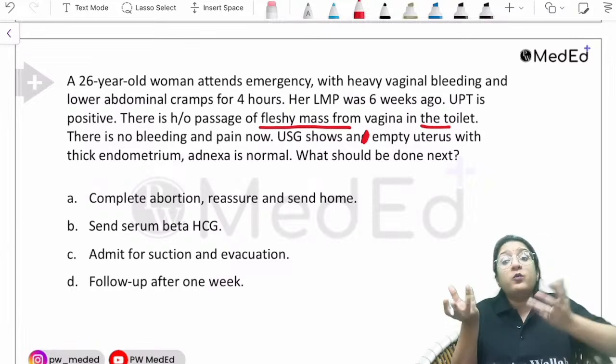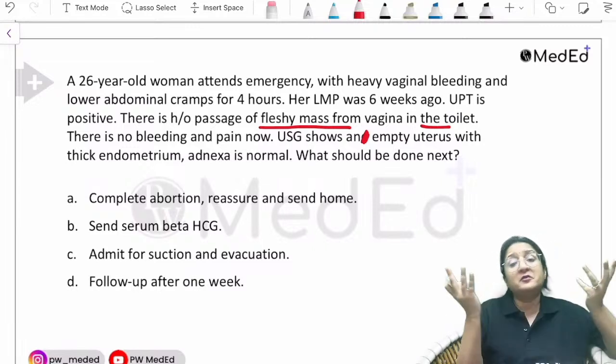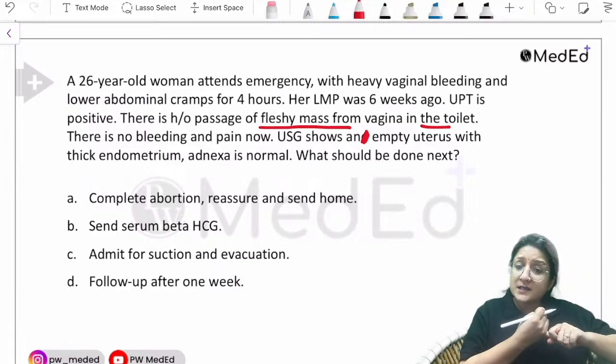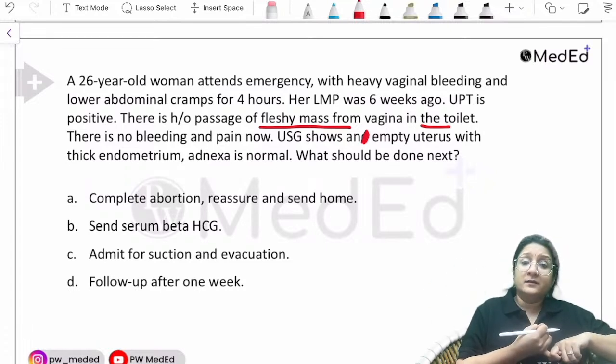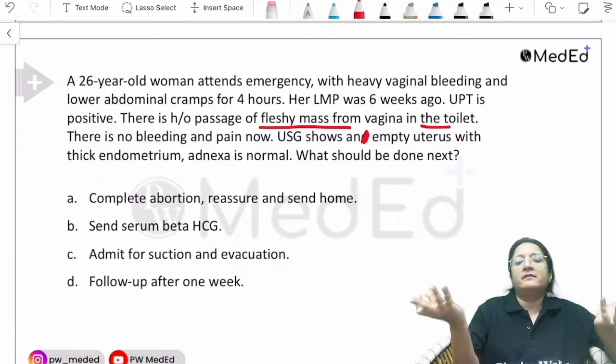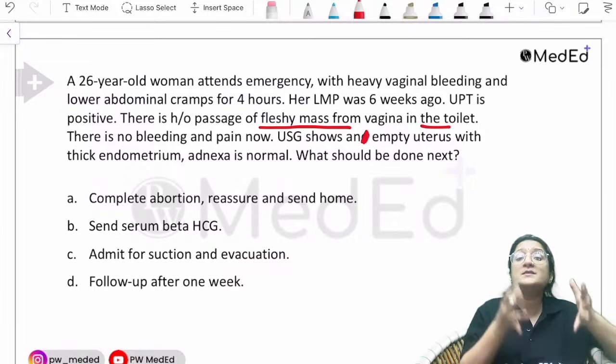What do I know? It was passed in the toilet. There is a history of fleshy mass. I don't deny it, but it could be anything. It could be a decidual cast. And then it could have been an ectopic pregnancy that I'm dealing with. But I can't relax and say, okay, it's a complete abortion, because I don't know what was passed.